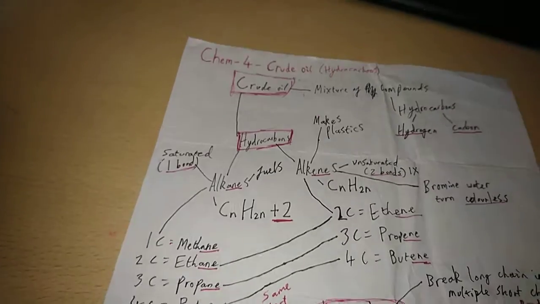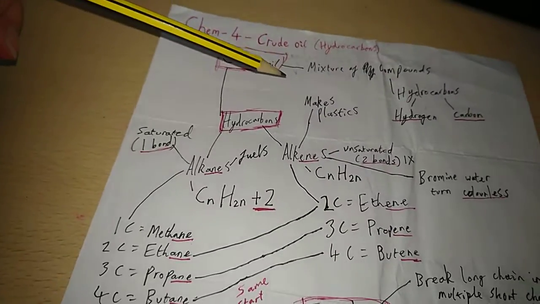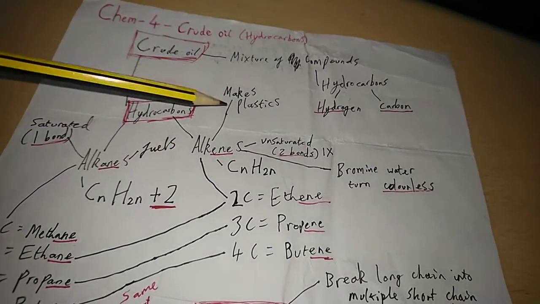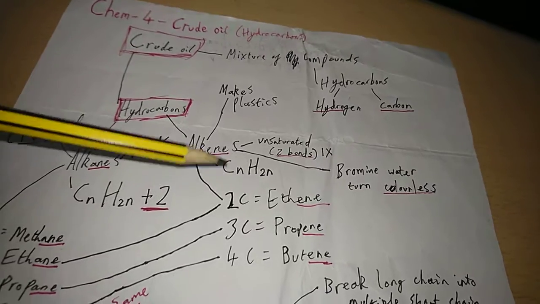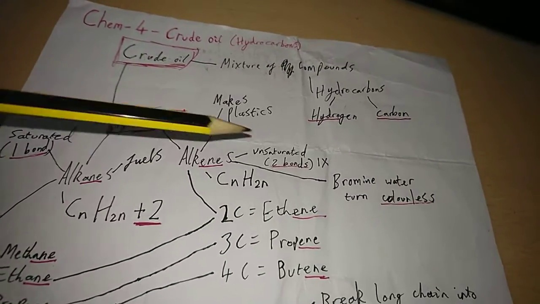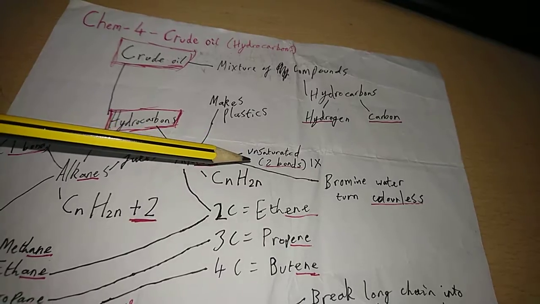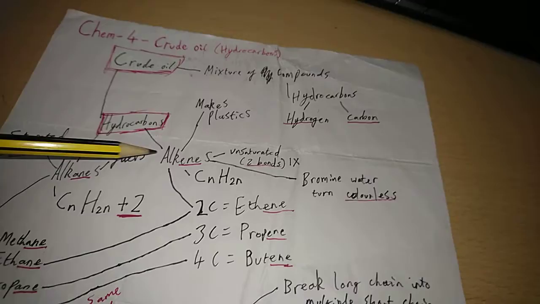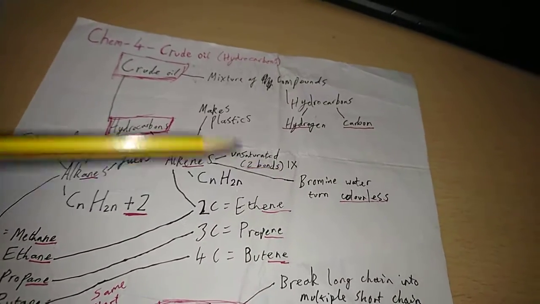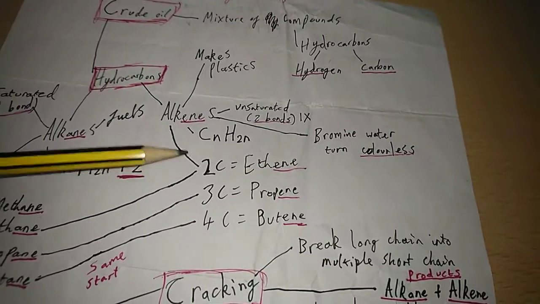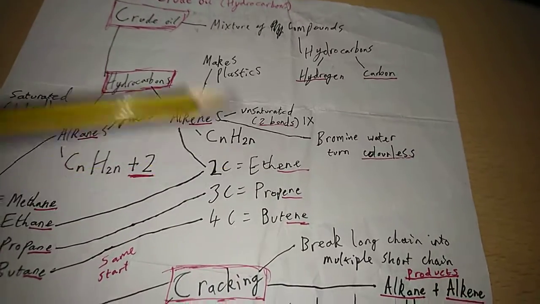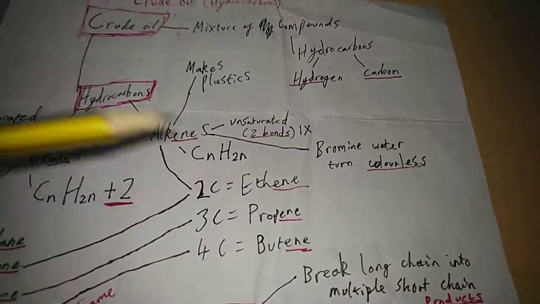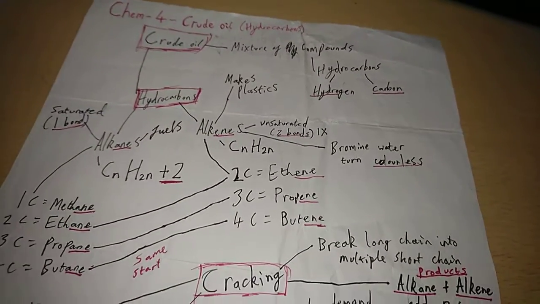The other type is alkenes, and they're used to make plastic. The general formula for alkenes is CnH2n, and alkenes are unsaturated, which means they have two bonds. Bromine water turns colourless if there's an alkene there. That's the test for it. Alkenes end in -ene. So with two carbons it's ethene, three carbons propene, four carbons butene.